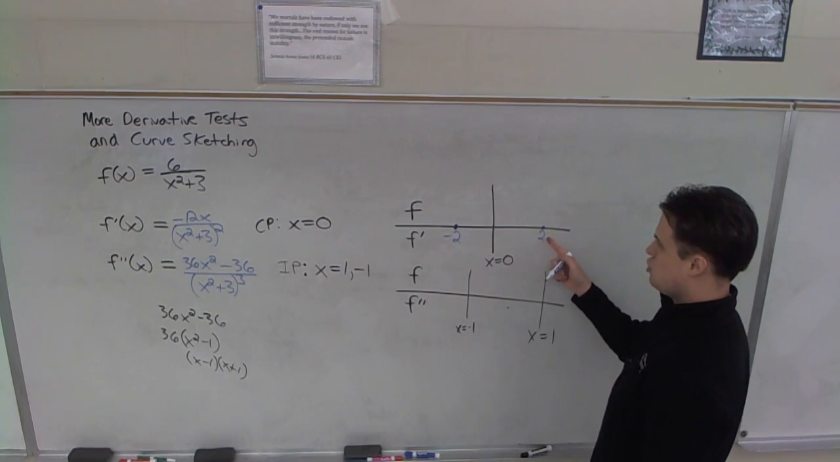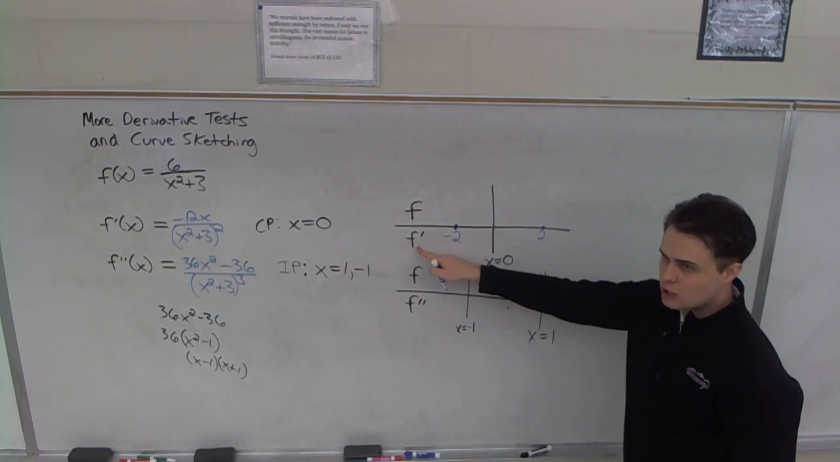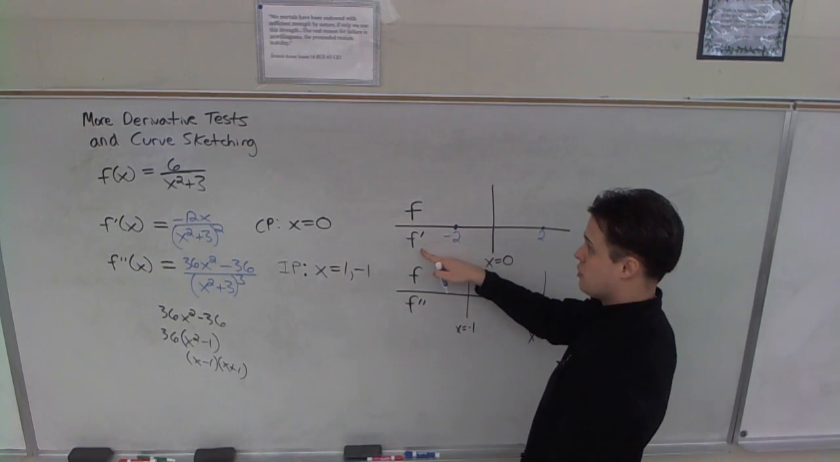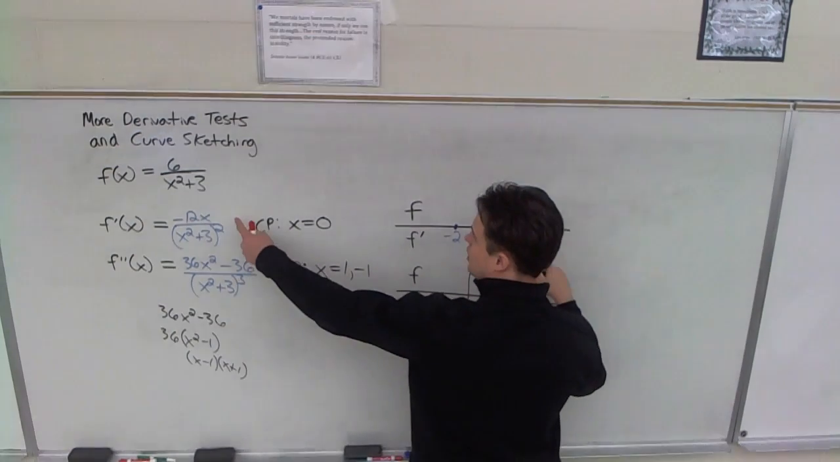So if I put 2, where should I be putting these test values in? Use the key on the chart. That's why you write it down in the first place. So I should be putting 2 into f prime. You could put it in any form of it. We had it simplified right here.